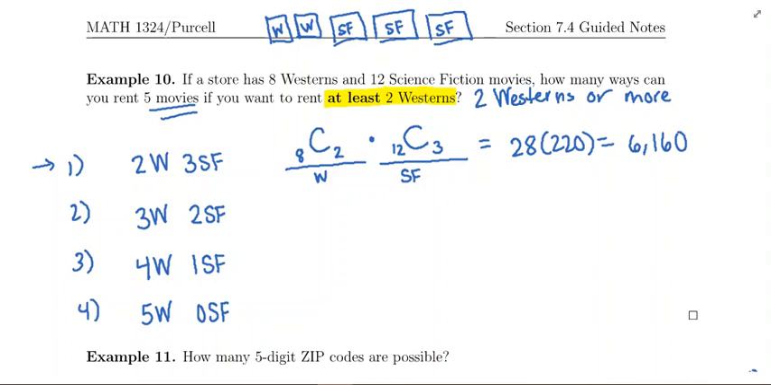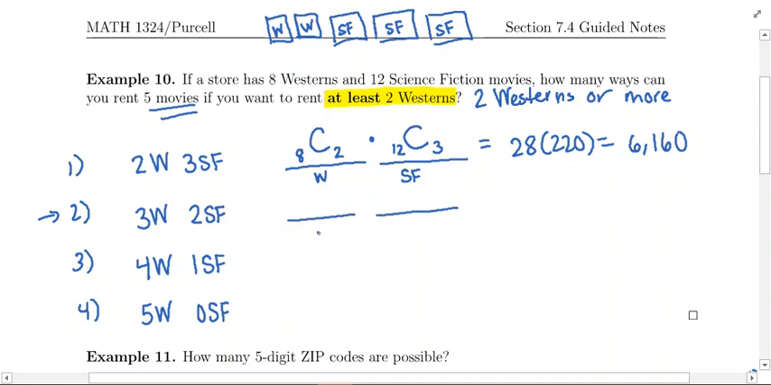Okay, so let's look at the second option, in which you choose 3 Westerns and 2 science fiction films. It's going to work the same way. You're going to have your blanks, the Westerns and the science fiction films. When you do the Westerns, there's still 8 to choose from, but now you're picking 3 of the Westerns. And then you're going to do your science fiction. There's still 12 to choose from, but this time you're picking only 2 of those.